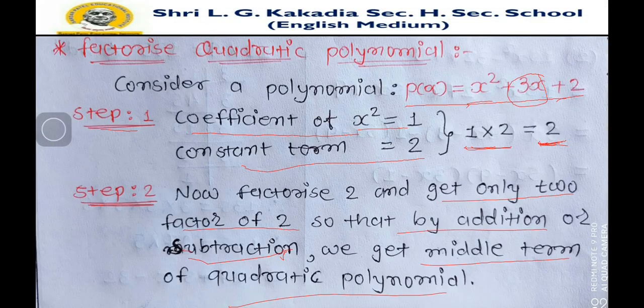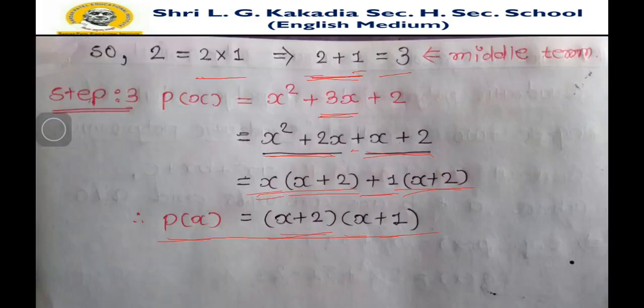So here we follow three steps. Step number 1, we find the coefficient of x square, that is the first term, and the last term, the constant term. Then we multiply them. If the answer is negative, then we do subtraction, and if we get a positive answer, then we do addition of the factors of the given answer. So that was step number 2, and the last we have done here.